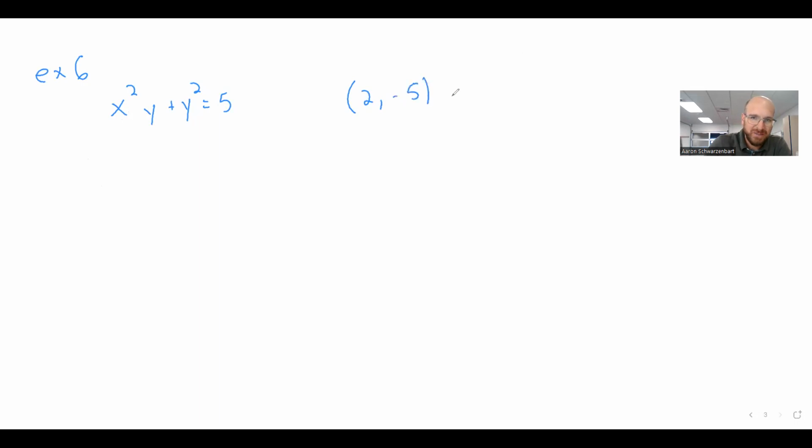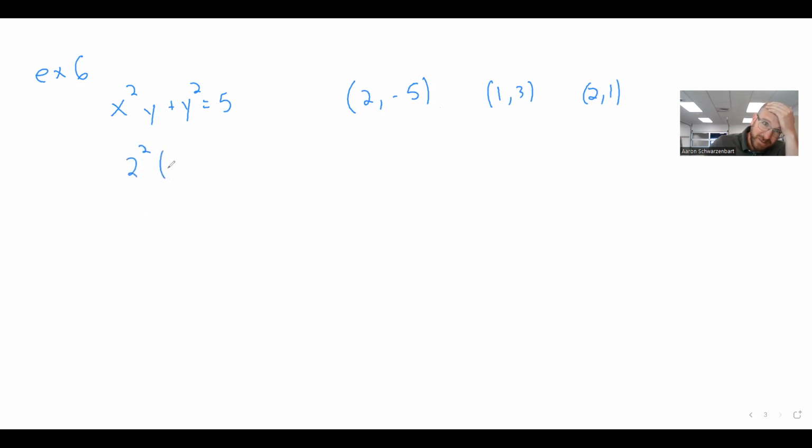2, -5, 1, 3, and finally 2, 1. If they both work, this is not a function because 2 goes to 2 different numbers. So to check if they work, I plug them in.